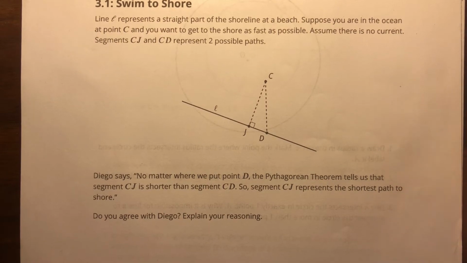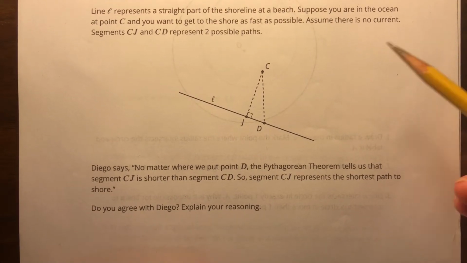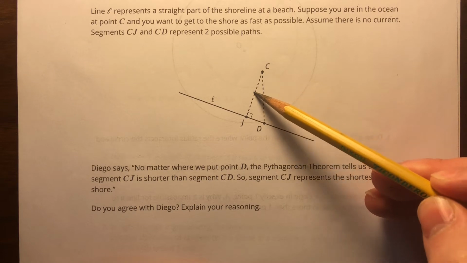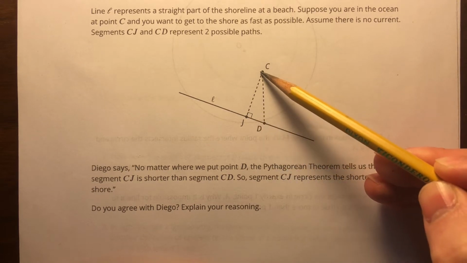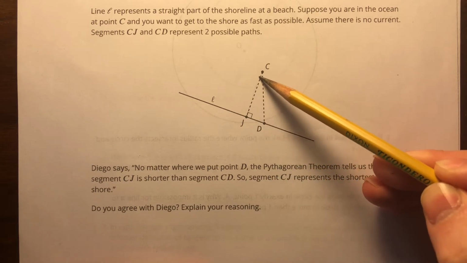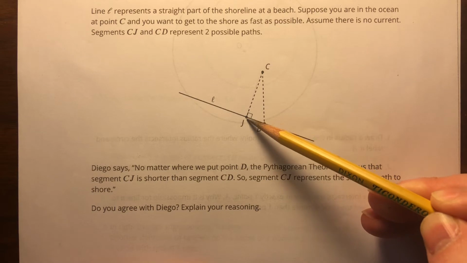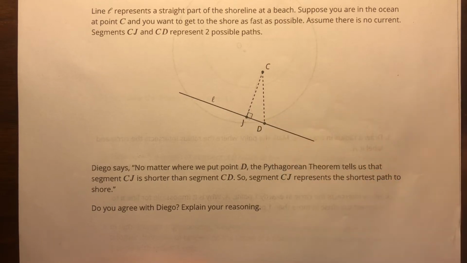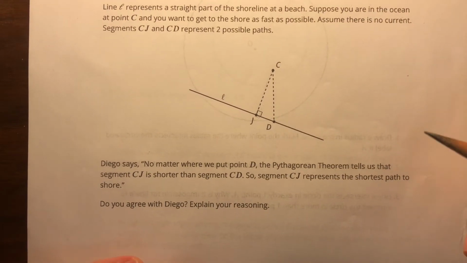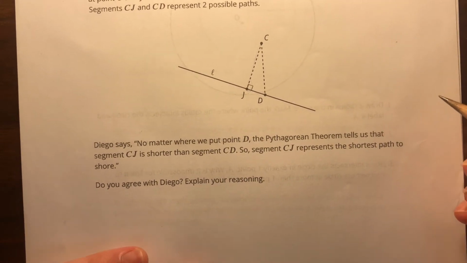Okay, so Diego is correct that the line perpendicular from the point to the line, from the point creating perpendicular lines right here, is always going to be our shortest distance. So it looks like it's true, but we want to prove it's true. And one way we often prove things are true in math is by contradiction.